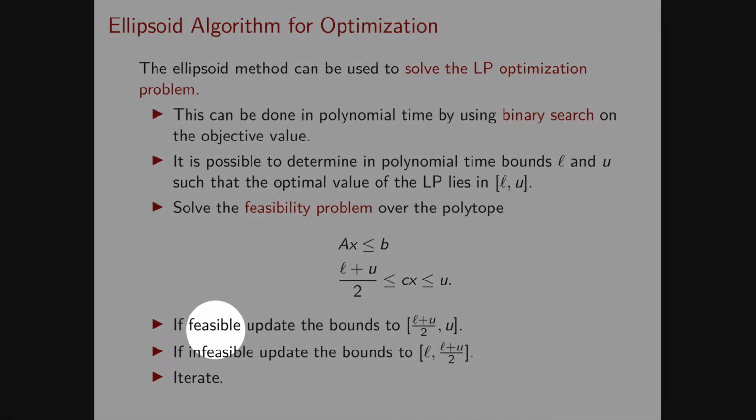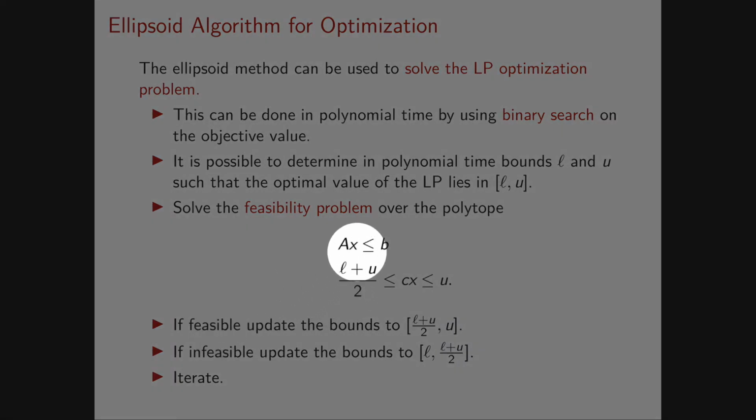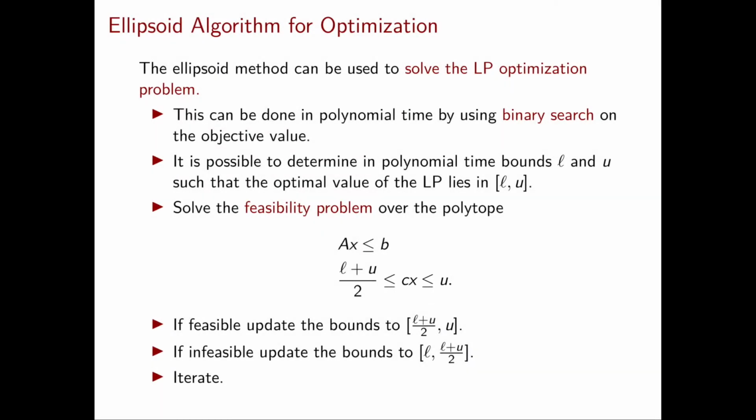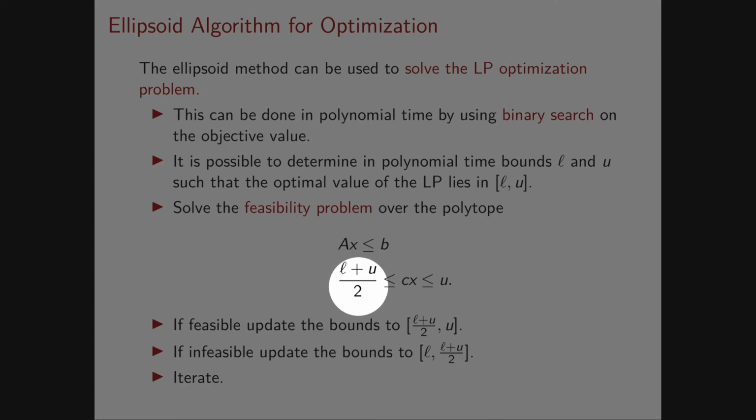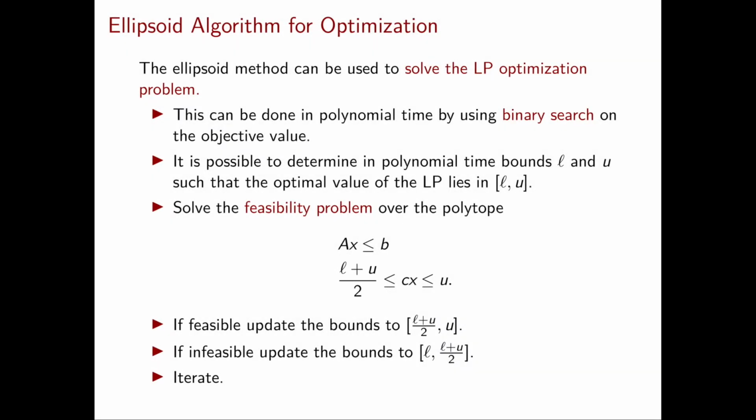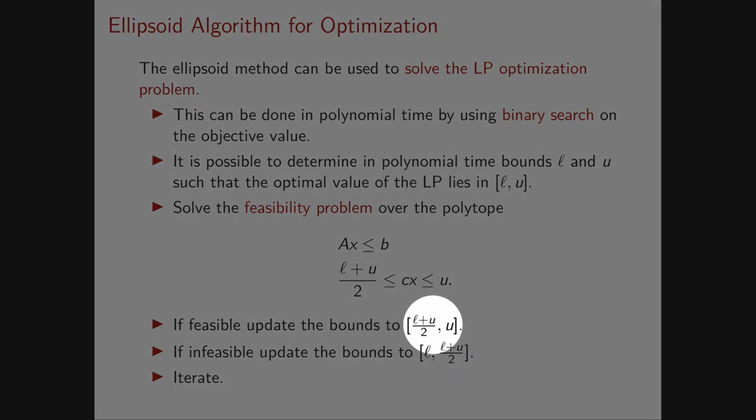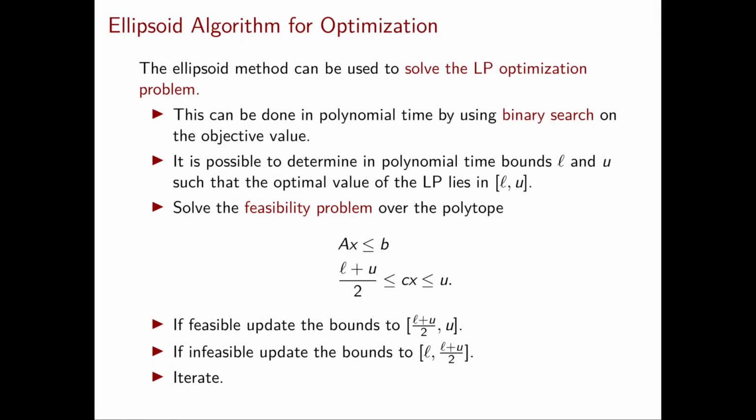If this problem is feasible, then we have already found a point in the polyhedron in the better half of the objective function values. So we will never care about the worse half, namely the points with objective function between L and (L+U)/2. So we can update the bounds to the better half that we just considered and iterate.